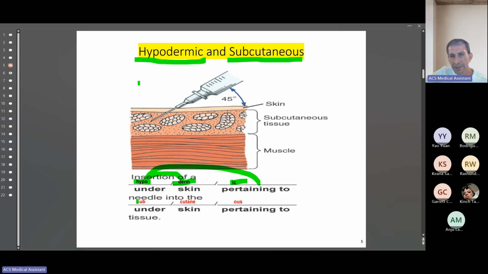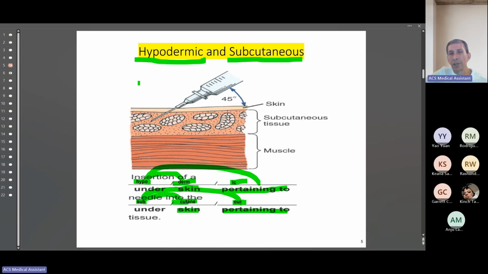It says right here, subcutaneous. See? So sub means under, just like hypo. Cutane means skin, and OUS, pertaining to. IC, pertaining to. Derm, pertaining to. You see, derm, cutane, dermat, all mean skin. So it says right here, subcutaneous, pertaining to under the skin.